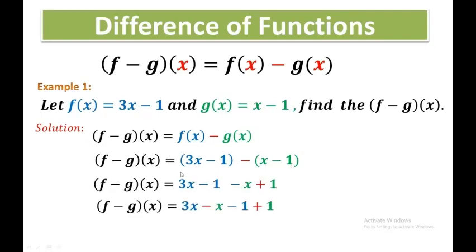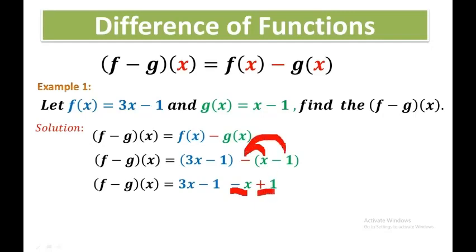Okay, then let's remove the parentheses. That is equivalent to 3x minus 1. Since this is negative, negative times x gives us negative x here. Then we also have negative times negative 1, that's why we have positive 1 right here. So that is equivalent to, now we have 3x and negative x. Do not forget the sign of our x here, which is negative. That's why we have 3x minus x.